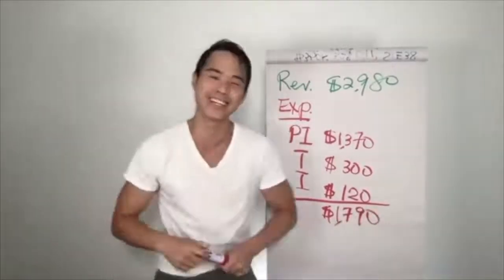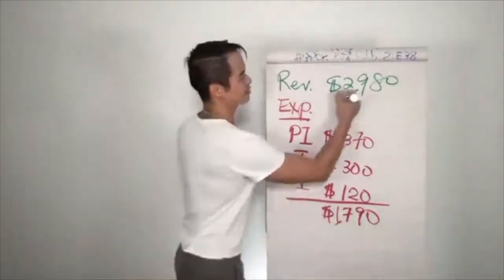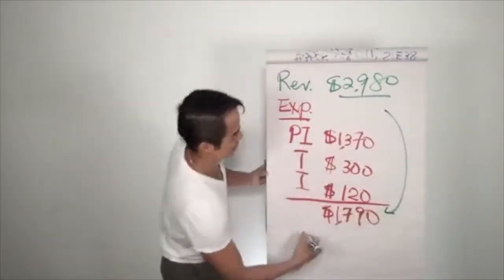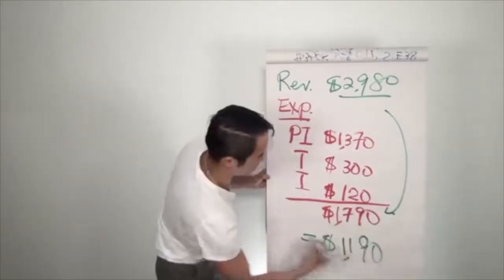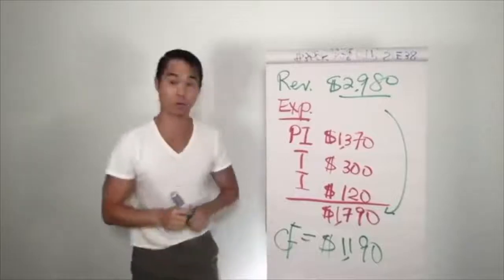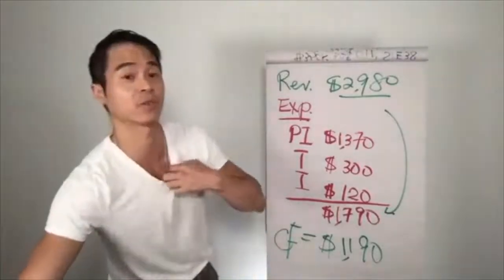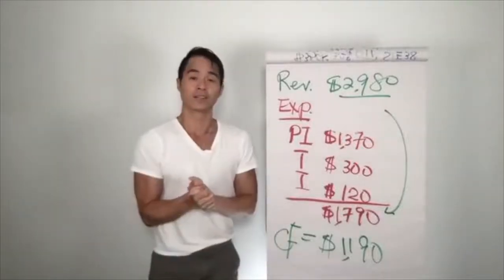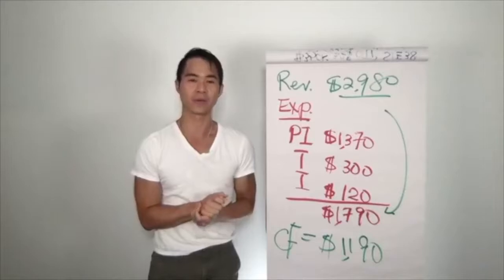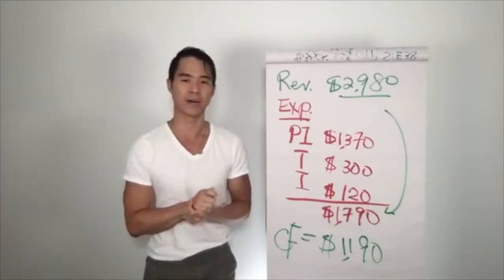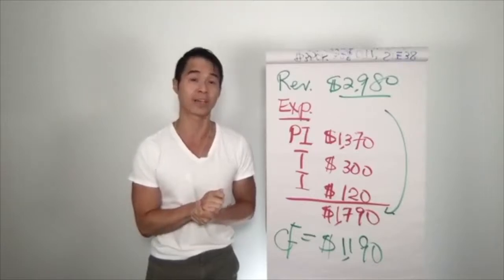So $1,790. What that really means is if you take that number and minus that number right here, you're going to have $1,190, and this number is your cash flow. Okay, this number is your cash flow right there. So here's the thing, I want you guys to think about this. When was the last time you could actually buy a property for $350,000 and cash flow $1,190?